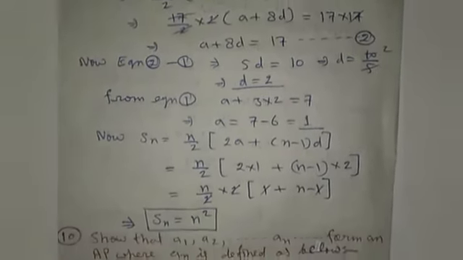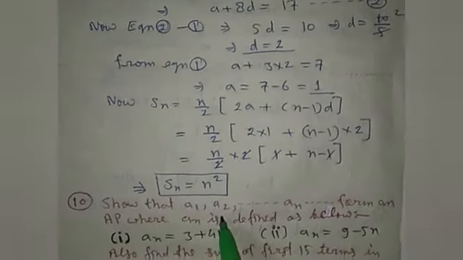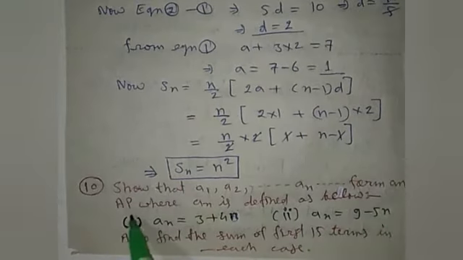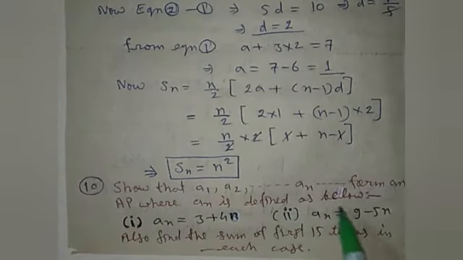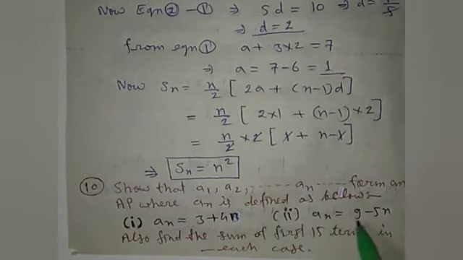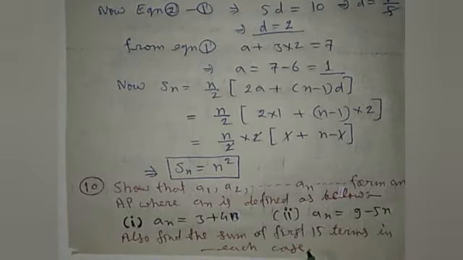Now in question number 10, so that A1, A2 and so on, An and so on form an AP where An is defined as given below. In first part An is equal to 3 plus 4n, and in second part An is equal to 9 minus 5n. Here also find the sum of first 15 terms in each case.